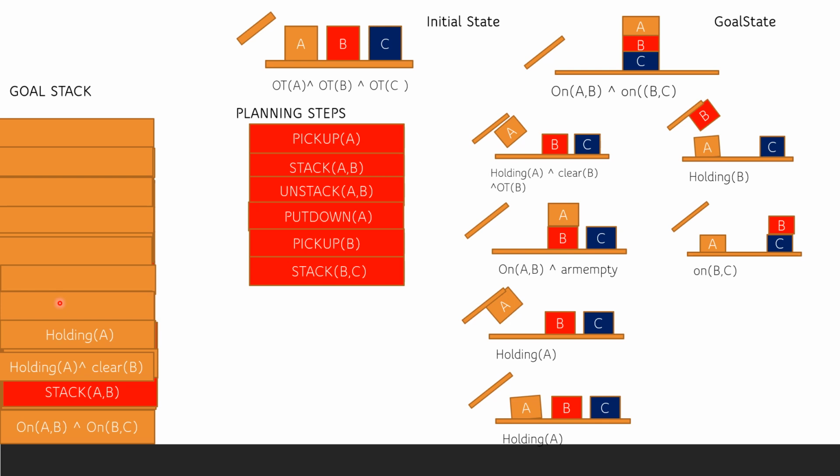So we'll take this out. Holding A is clear. Holding A is true. No, holding A is not true. In order to make holding A true, which action will be required? Pick up A. So we'll say pick up A.